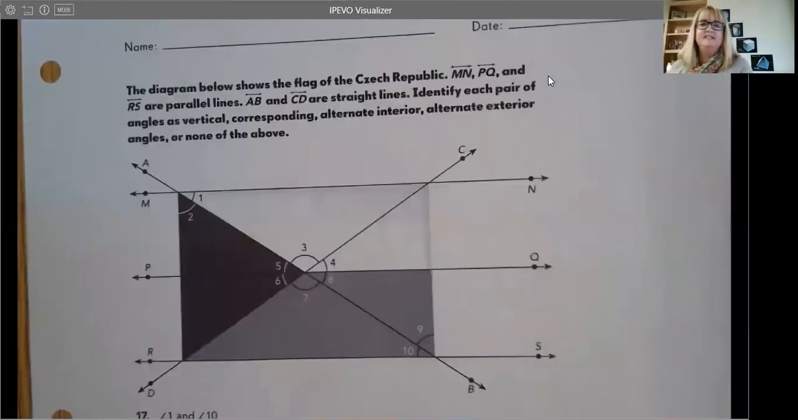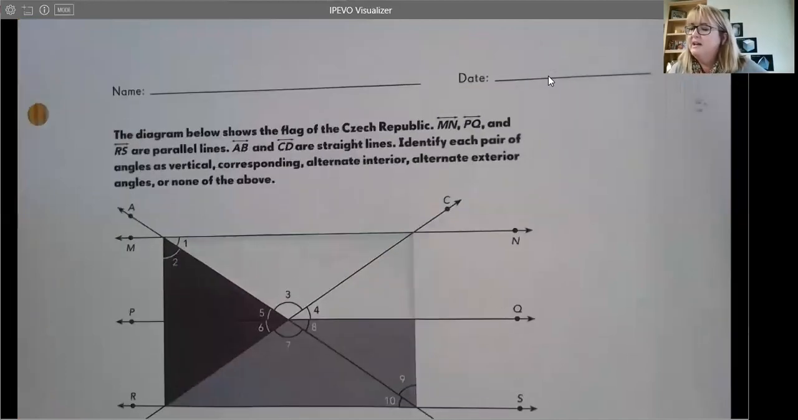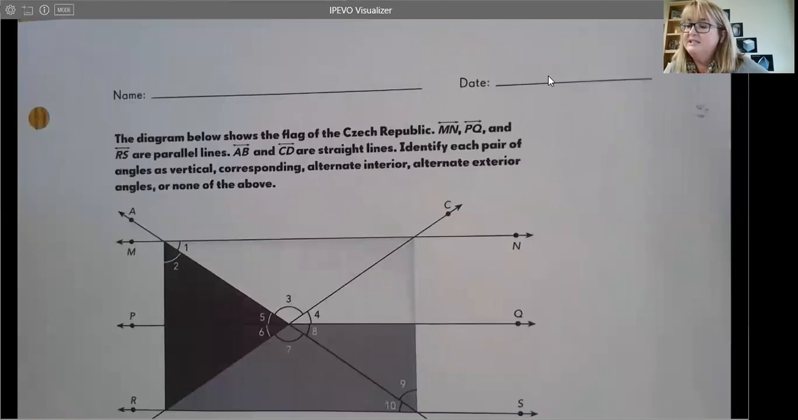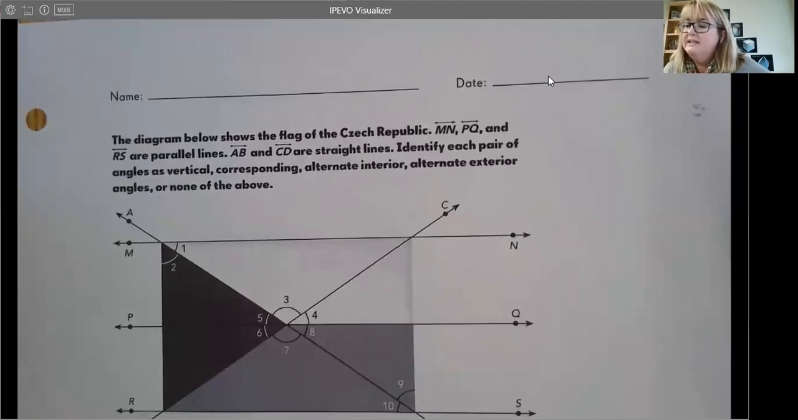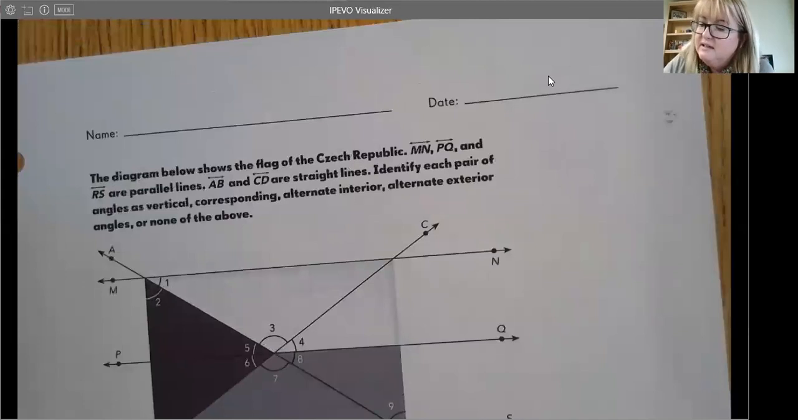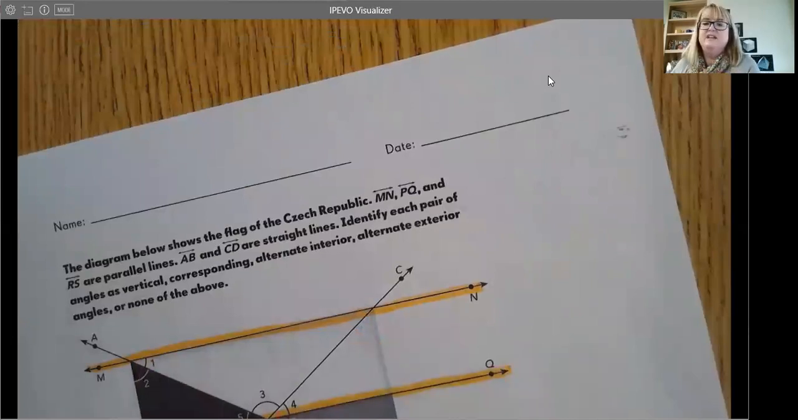All right, the last section we're going to look at, the diagram below shows the flag of the Czech Republic. Line MN, line PQ, and line RS are parallel. Lines AB and CD are straight lines. Identify each pair of angles as vertical, corresponding, alternate interior, alternate exterior, or none of the above. I'm going to go ahead and highlight the parallel lines because that has been our MO, and that really helps sometimes with looking at this.